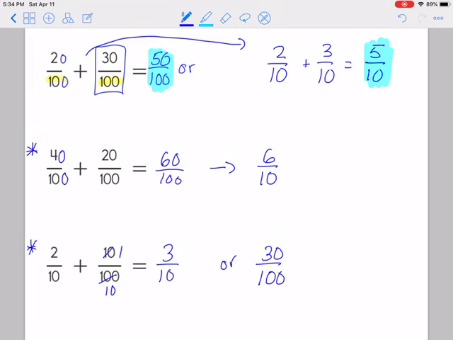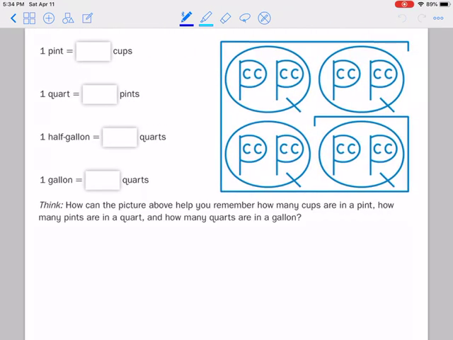All right, let's get to our math message. Now, they're showing you this graphic here, and it probably looks a little confusing. So let's first read what they want us to do. It says, think. How can the picture above help you remember how many cups are in a pint, how many pints are in a quart, and how many quarts are in a gallon?